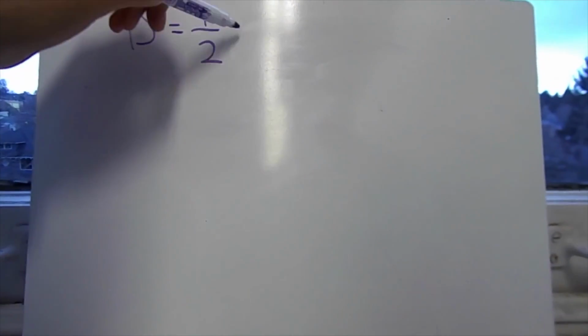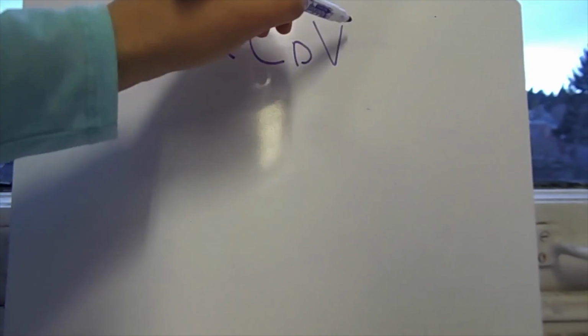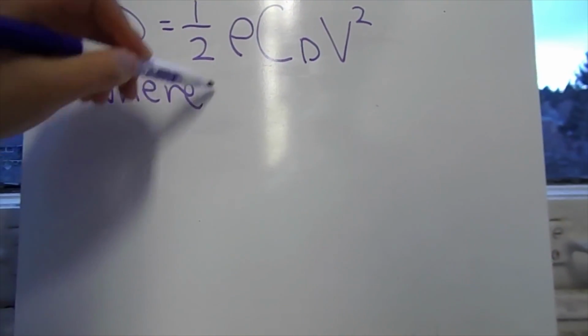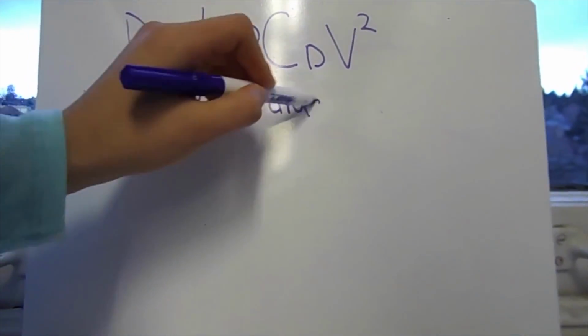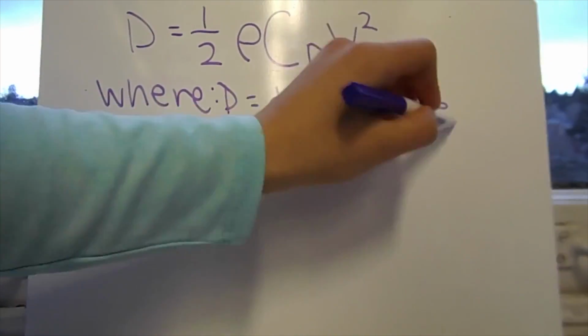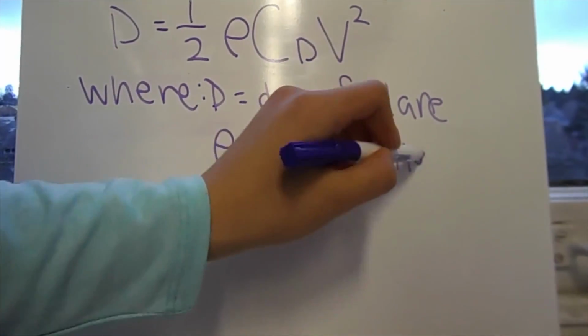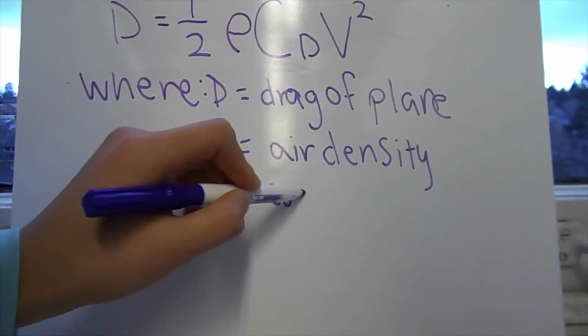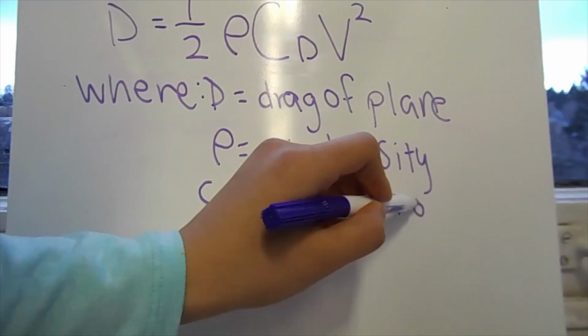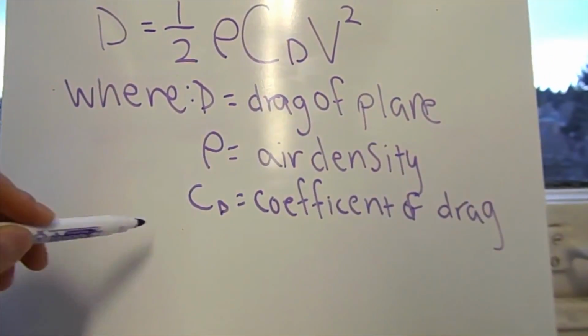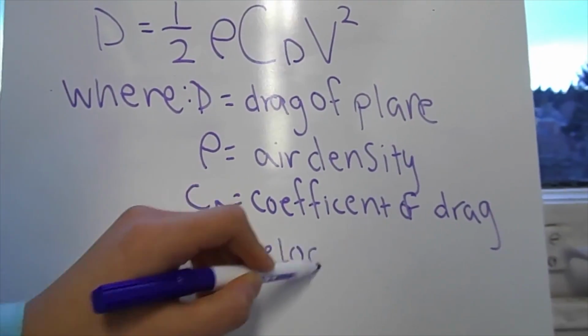The first formula is to find the drag of the airplane. It is where D is the drag of the airplane. The Greek letter rho is the air density. C_D is the coefficient of drag. And v is the velocity of the plane.